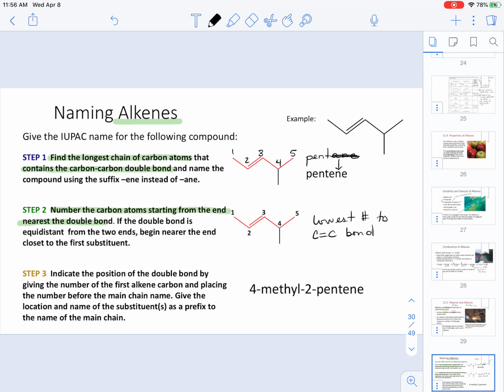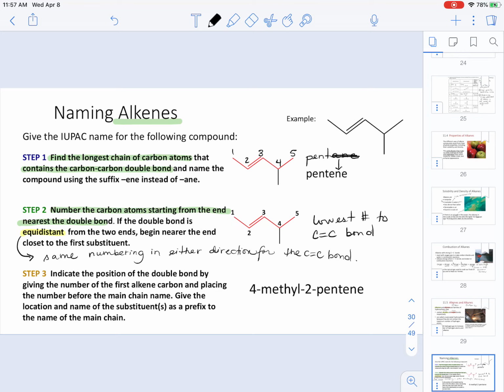So that means that in the following structure, we are going to be numbering this molecule from left to right. And as you can see, that's the numbering for the compound. Now, if the double bond is equidistant, in this term, equidistant means that it's going to have the same numbering in either direction for the carbon-carbon double bond.